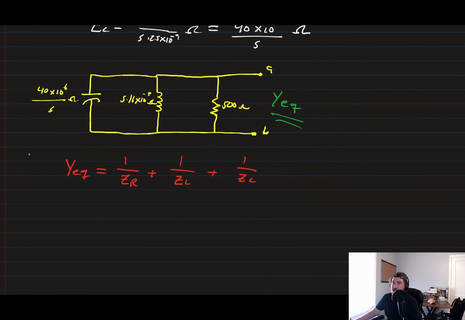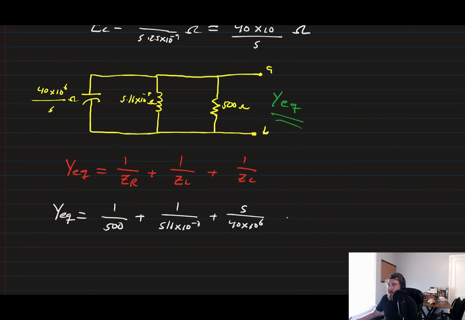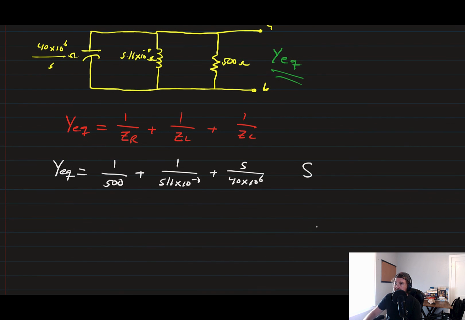So let's go ahead and apply some values to that. We'll get that YEQ is equal to 1 over 500 plus 1 over S times 16 times 10 to the negative 3rd plus, now ZC was 40 times 10 to the 6 over S, so it's going to flip over and we're going to have S over 40 times 10 to the 6. And all of that is given in the unit of admittance, which is Siemens. And now we can go ahead and simplify this expression.